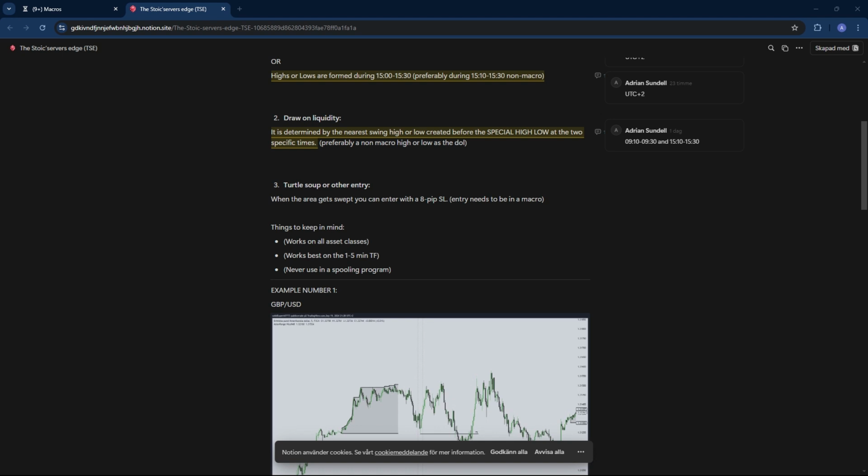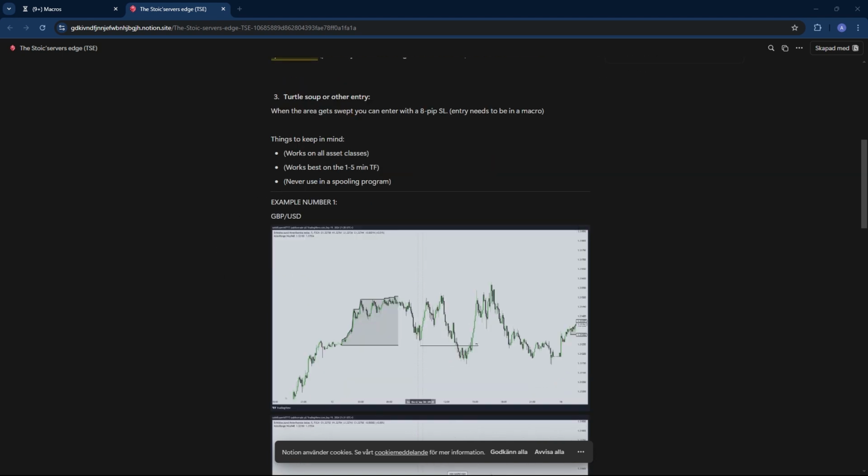However, whenever this model loses, it is due to it being in a buying or selling program. That's literally it. Now you can see the first example, and of course this is pure hindsight, but I'm going to show you with no hindsight in the future.